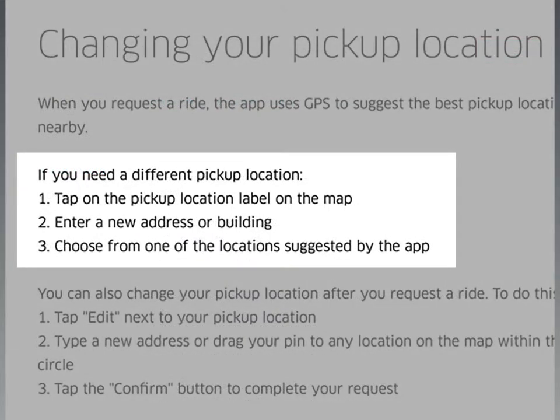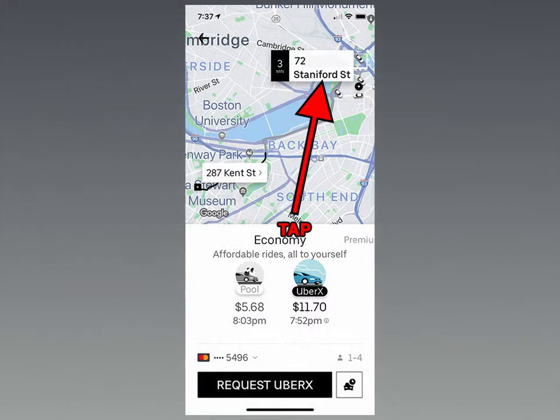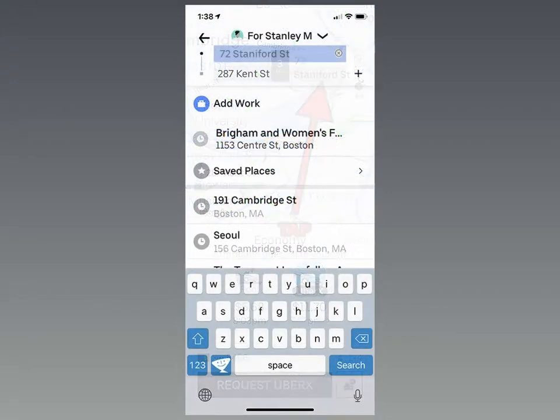Let's zero in. If you need a different pickup location, tap on the pickup location label on the map, enter a new address or building, and choose from one of the locations suggested. So let's do that. I'm going to tap on the incorrect address label on the map, as I am told to. That will take us to this screen. And you can see that the incorrect address is at the top of the screen. It is highlighted, so I can type on that entry and override what's there.